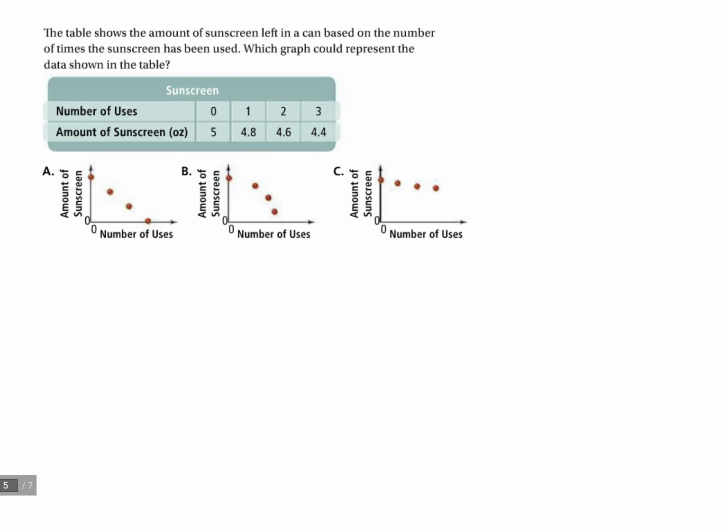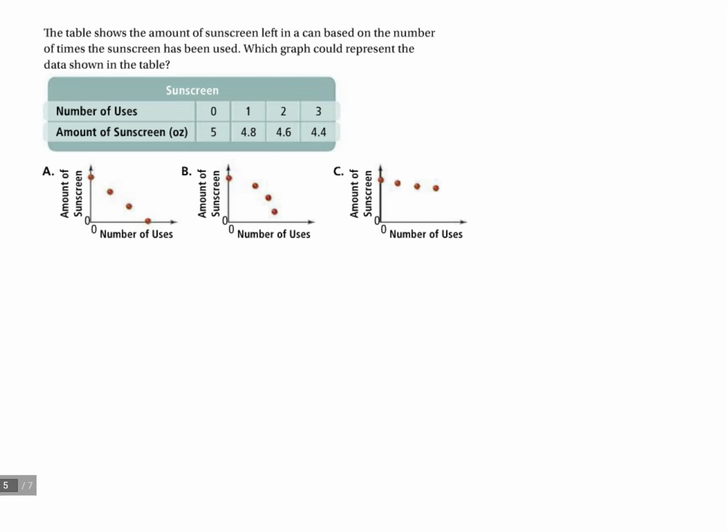Before we even look at the data, if we're using sunscreen that's in the can, how is this going to go? Are we going to have more and more sunscreen as we use it? No. So if there was any graph showing a growing amount of sunscreen, that would automatically be a no. We look at A, B, and C. We don't see any graphs that are showing growing. They're all shrinking, so that's good. We don't have to cross any of those off. They're not insulting our intelligence by throwing one on there that's growing.